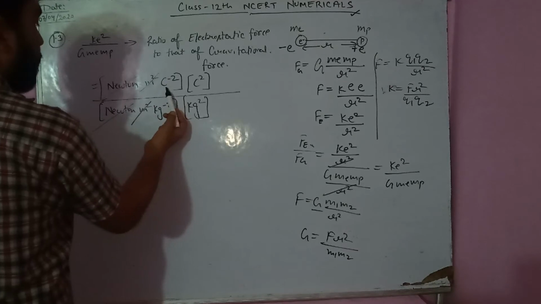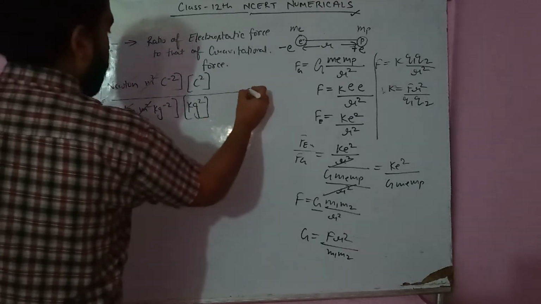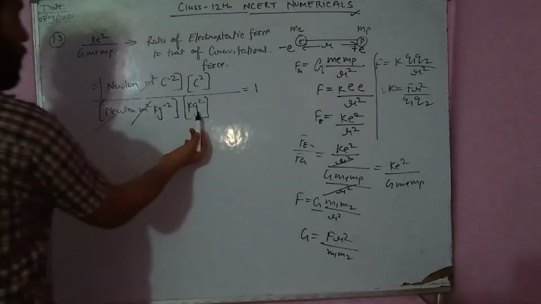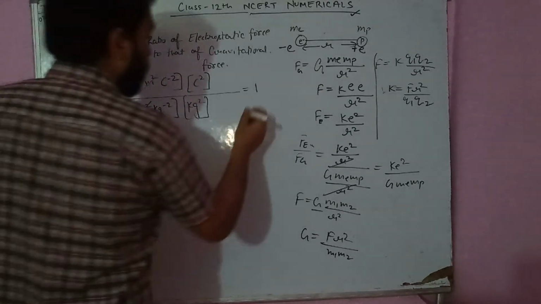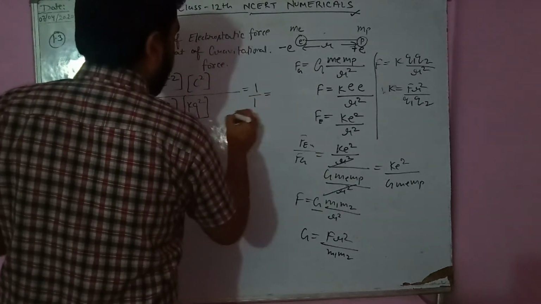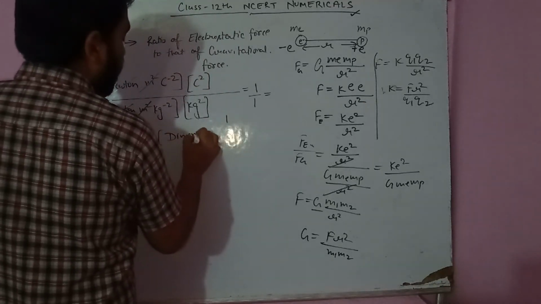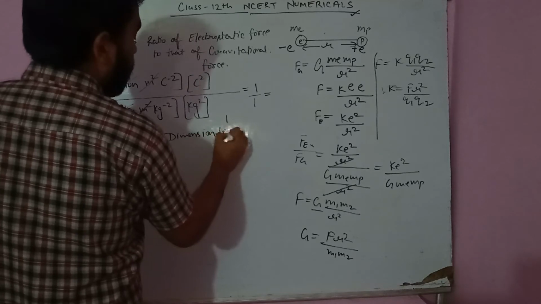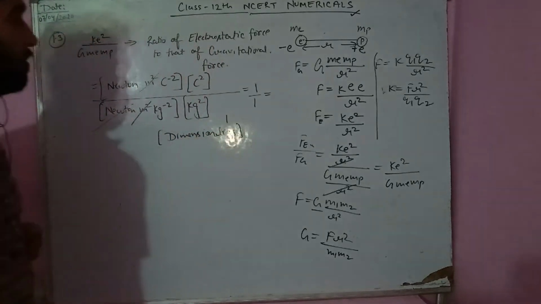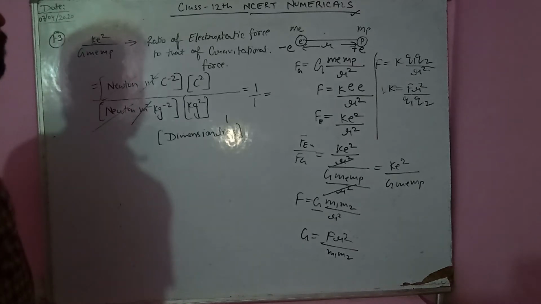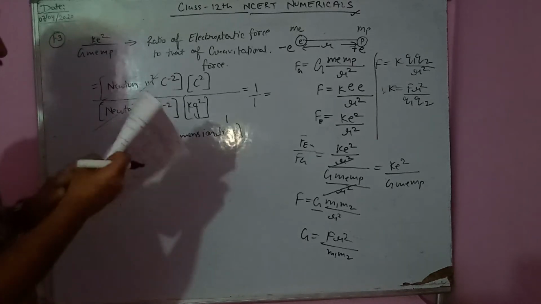And coulomb to the power minus 2 times coulomb square gives 1. Kg to the power minus 2 times kg square gives kg to the power 0, that is equal to 1. So what you are getting is 1, or we can say dimensionless. We also needed to check whether this is dimensionless or not. Obviously this is dimensionless.